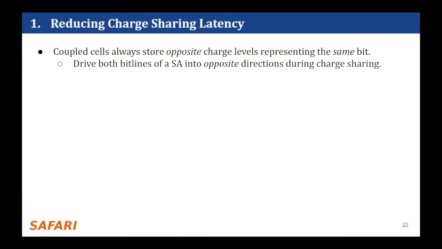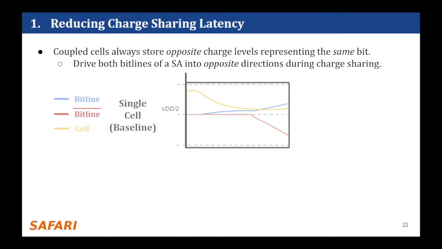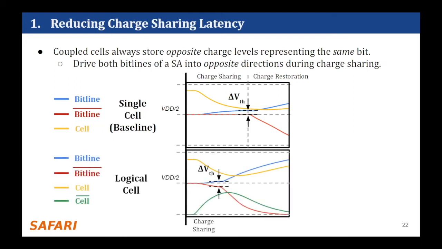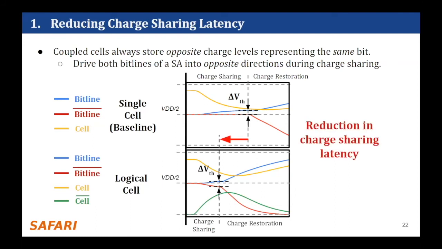The opposite charge levels stored in the logical cell reduce the charge sharing latency by driving both bitlines of the same sense amplifier in opposite directions during charge sharing. It reduces charge sharing latency because the voltage difference across the two bitlines reaches the threshold voltage required by the differential operation of the sense amplifier earlier than the baseline case where only one DRAM cell is involved during charge sharing.